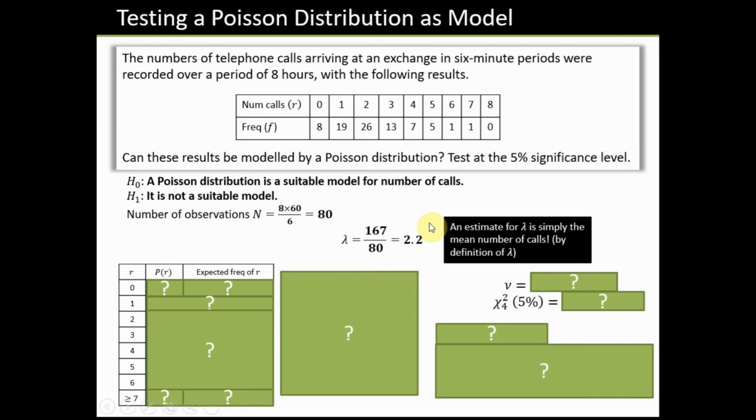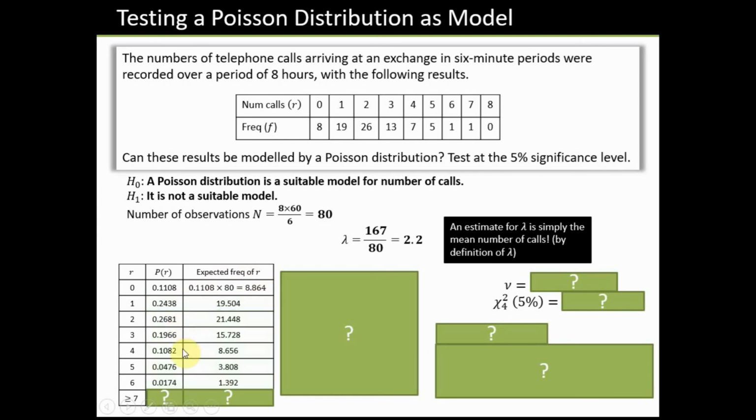And again, because we've estimated that, that's going to be an extra constraint when it comes to finding the degrees of freedom. We can use the Poisson tables to get a probability of 0 when lambda is 2.2, so that comes out to be 0.1108, and we multiply that by 80 this time to find out the expected number of times, the expected number of 6-minute periods we'd expect that to happen in. And we can do that in each of the other ones.